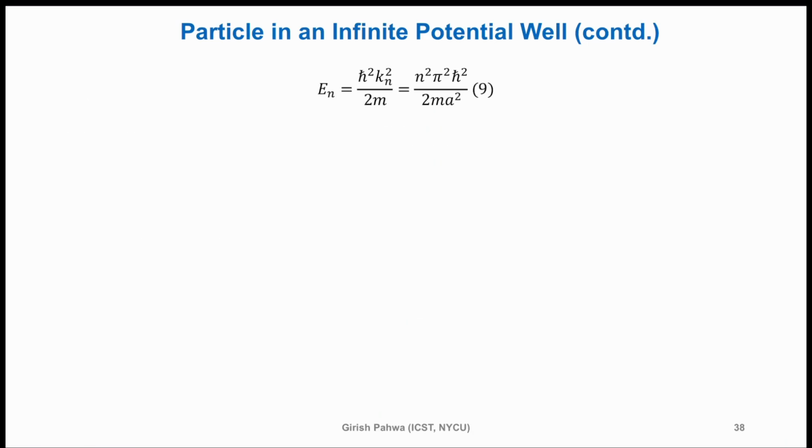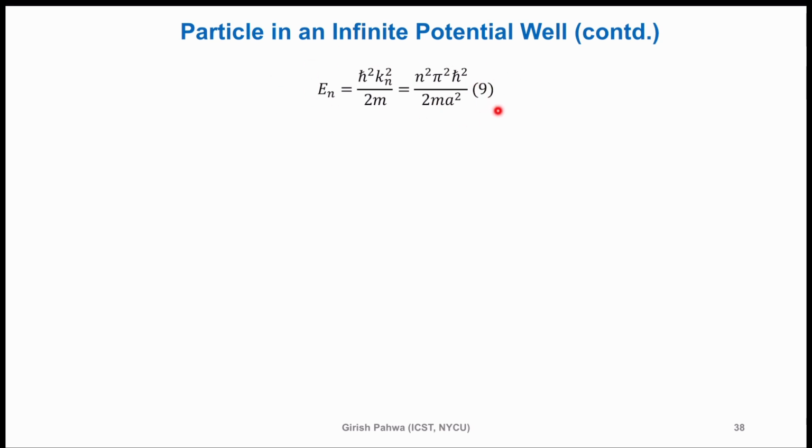And so what will be my En? E was h square k square by 2m. Because it's kn now, I will have a corresponding En, and I know that kn is discrete, so will my energy be. Because you can put 1, 2, 3, 4, and you will get E1, E2, E3, E4, and so on. So k is n pi by a, you can put it here. So En is n square pi square h bar square divided by 2ma square. This is the energy eigenvalue.